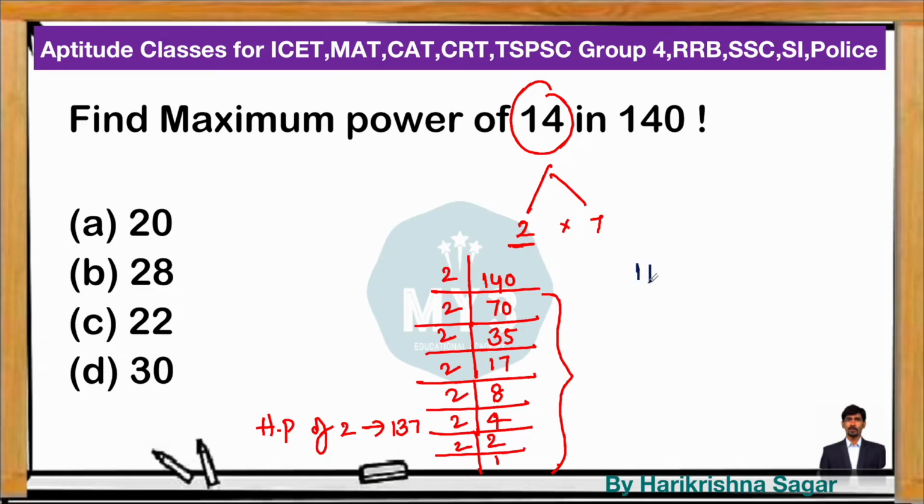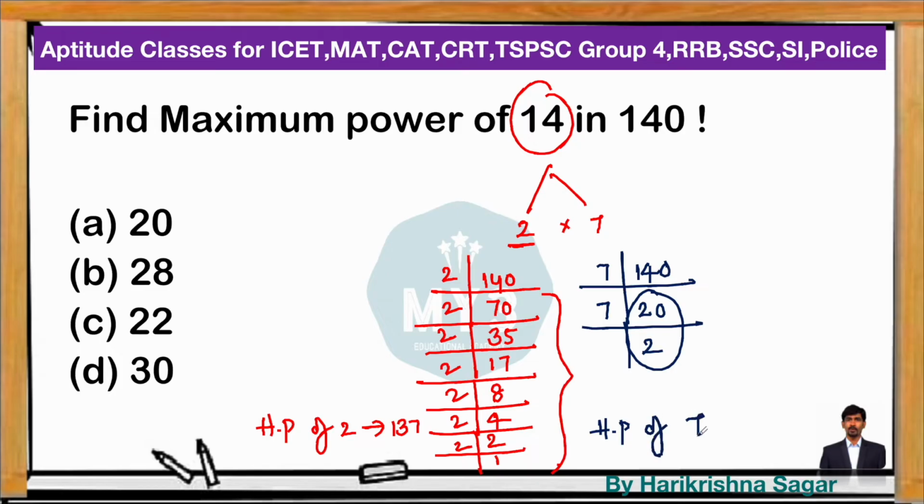To get the maximum power of 7, just take 140 and divide with 7. 7 20's are 140. And further calculation is possible. 7 2's are 14. And further simplification is not possible. Just add up these numbers to get the highest power of 7. The highest power of 7 in this will be equal to 22.